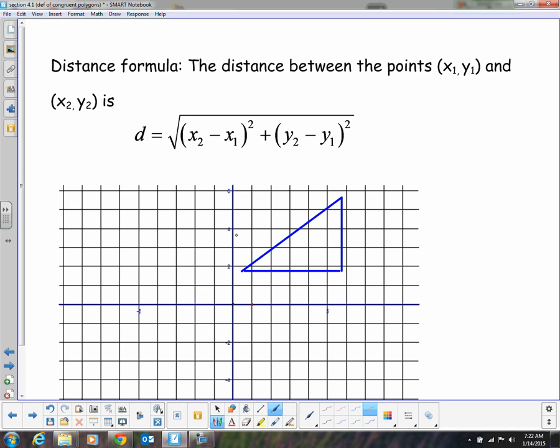The distance between any 2 points on the coordinate plane where one ordered pair is x sub 1, y sub 1. It's sub 1 because this is the first. And then we've got x2, y2. Those are sub 2 because it's the second. Distance is going to be the square root of the difference of the x's squared plus the difference in the y's squared. Now, is this on the reference sheet?